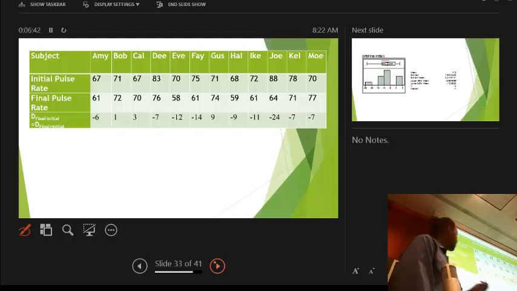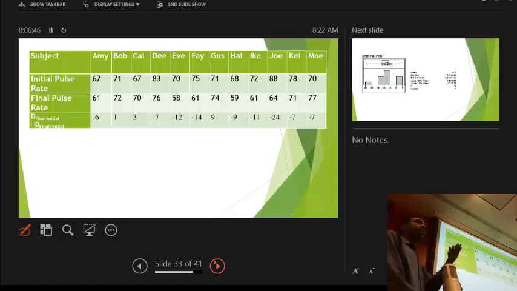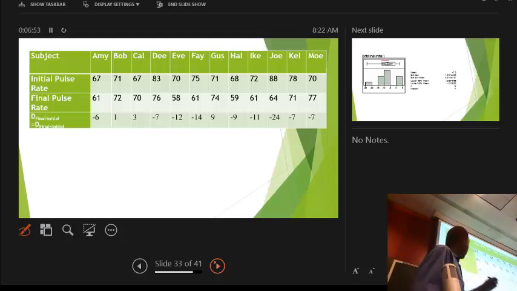So to be consistent, I tend to look at what I'm trying to prove. If I'm trying to prove a lower pulse rate afterwards, then I'm going to look at your final minus your initial.